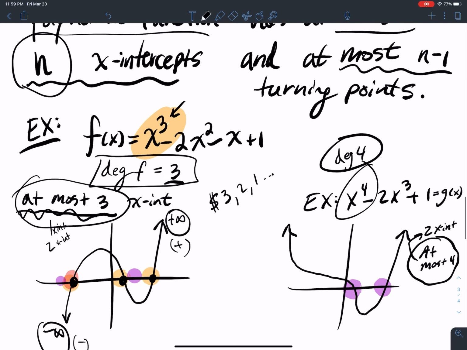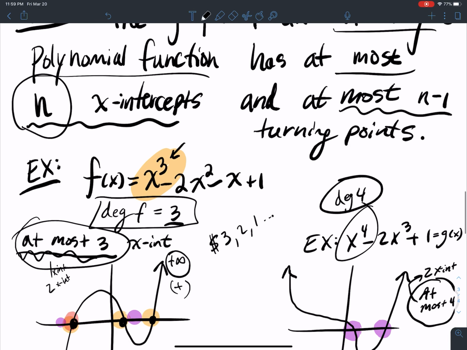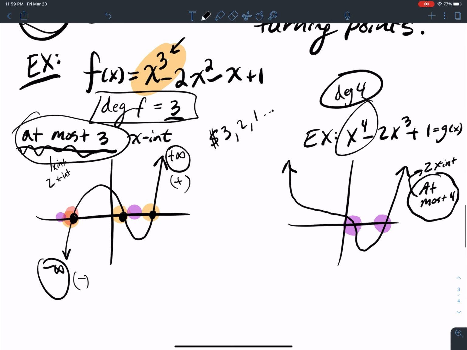The other part of this little theorem is that not only are there at most n intercepts, but there are at most n minus 1 turns. So what is a turn? A turn in the graph means we're going from increasing to decreasing, or from decreasing to increasing. Our function is changing direction. The monotonicity is changing. It's going from increasing to decreasing.